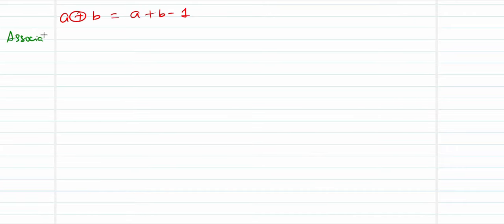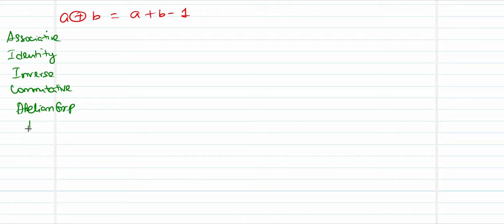the associative law. I need to show that I have an identity element, I need to show that I have an inverse, and I need to show that the commutative law is going to be true. If all four are going to be true, then I can say that it is going to form an abelian group with respect to Z and plus circle. So this will form an abelian group with respect to Z and plus circle.